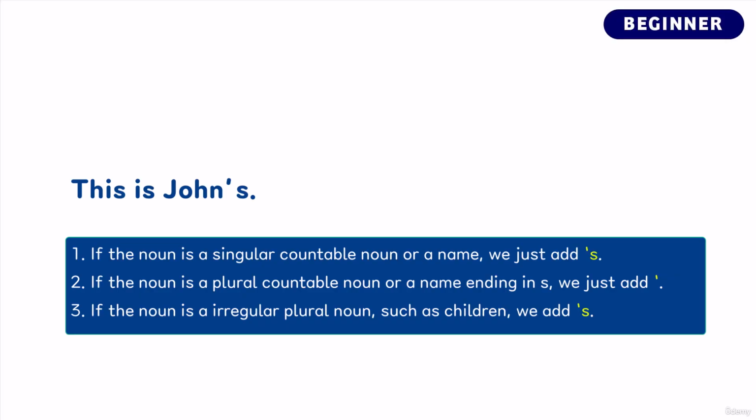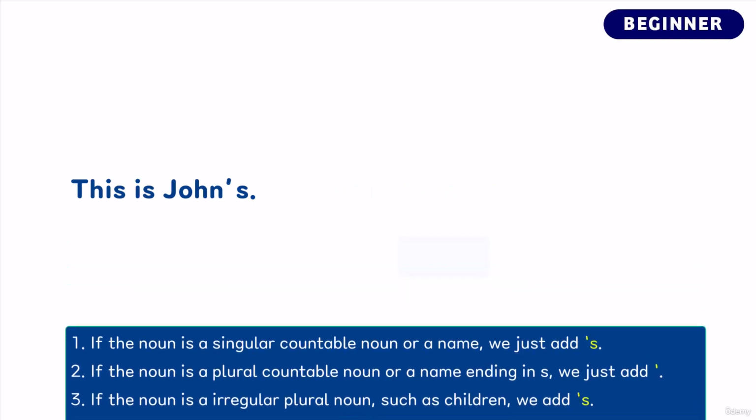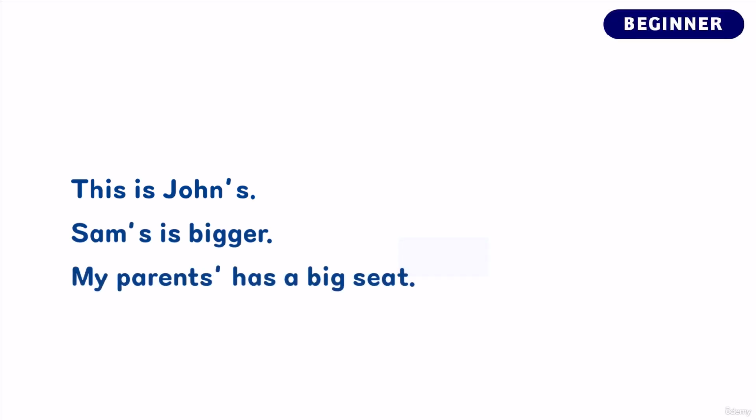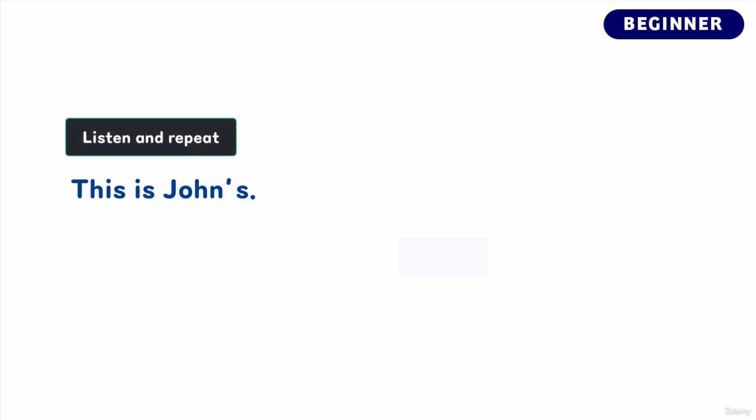When we use these possessive forms, it's often to avoid repeating the information. So instead of saying, this is John's bag, if the listener knows that the sentence is about a bag, we can leave out bag and just have John's. Here are some more example sentences. Sam's is bigger. My parents' has a big seat. Men's are here. Okay, so let's do a speaking practice of these sentences.